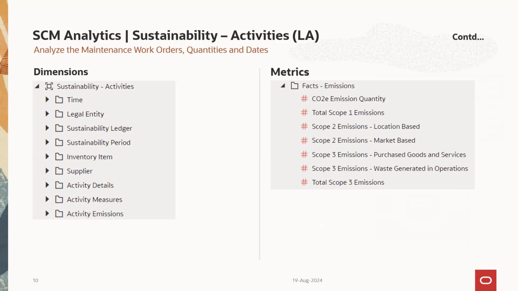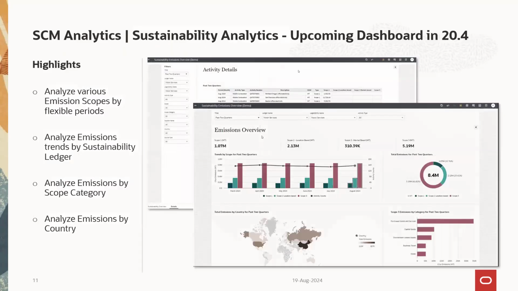So even if there is a sulfur dioxide emission, it will be converted into a carbon dioxide equivalent, and then we report under that particular equivalent emission. Okay. So this is an upcoming dashboard which you can do the analysis by flexible periods. We can do the emission trends by sustainability ledger, the scope category, and by country as well, which I'll be demonstrating in the next part.